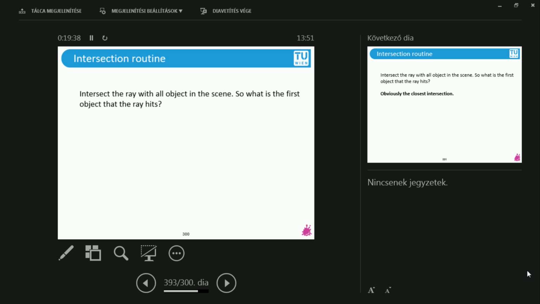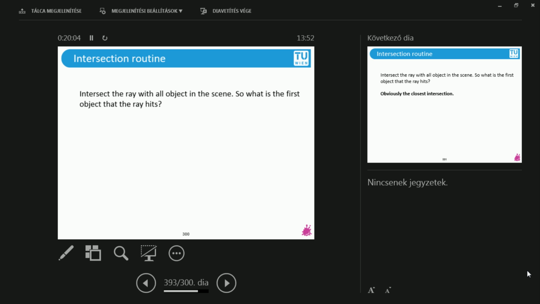Excellent. So when we do this intersection routine in ray tracing, I have a ray, and I would like to intersect this against every single object that is in the room. The question is, what is the first object that the ray hits? Which intersection am I interested in? So, there may be many.